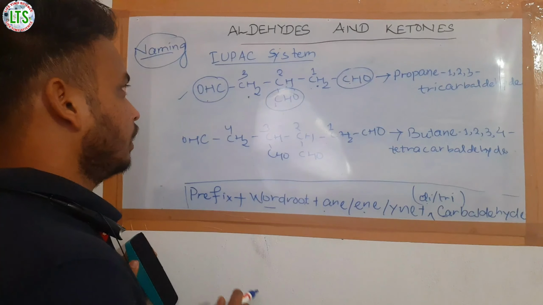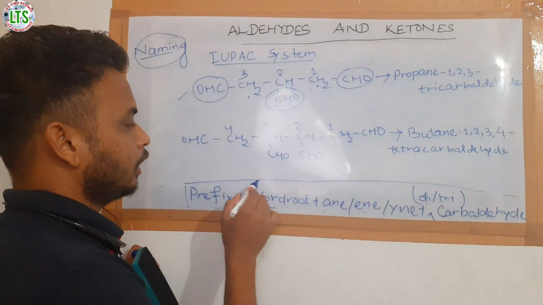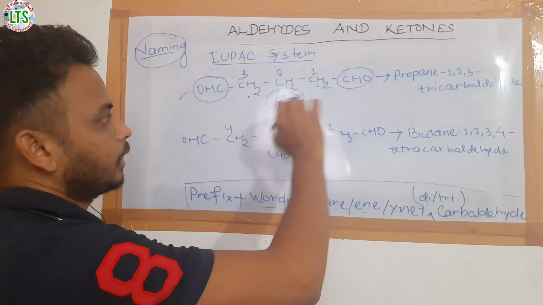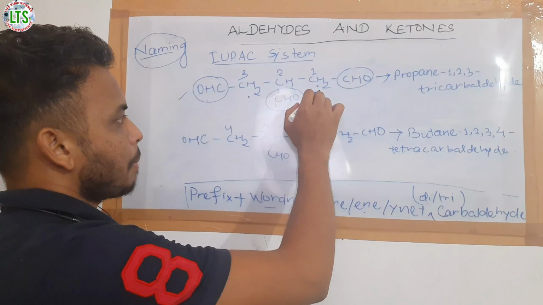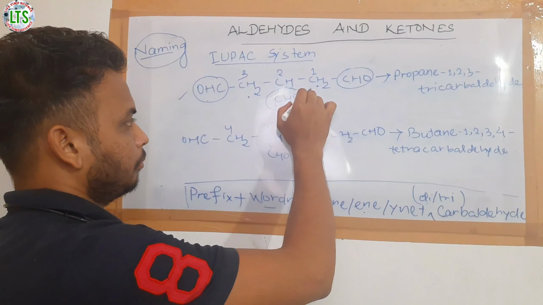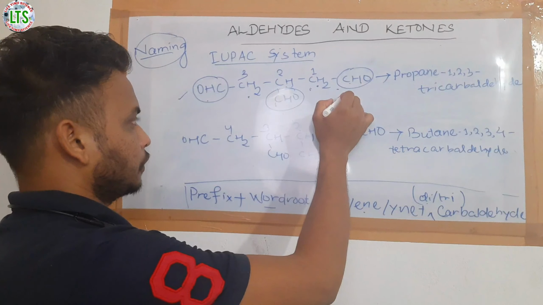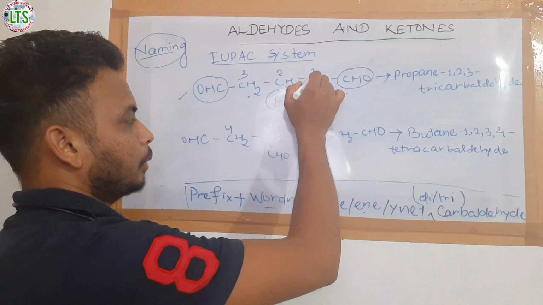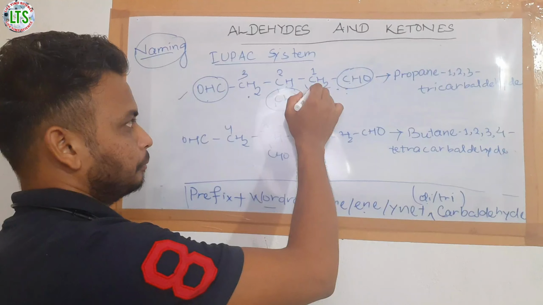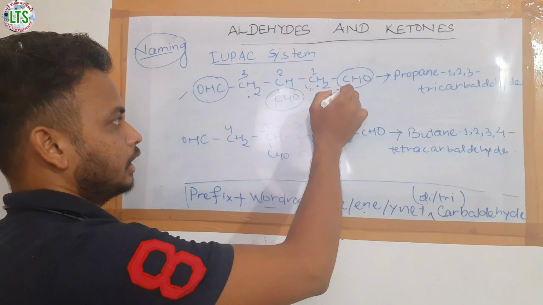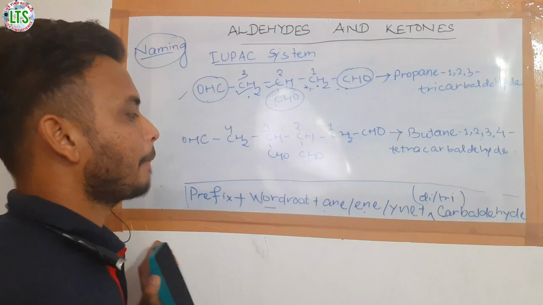In the compound CHO, CH2, CH, CHO, CH2, CHO, there is no prefix or any type of group present in this compound, so we can start from the word root. Remember, here the numbering starts from the carbon atom directly attached to the CHO group and not from the CHO group. So this carbon atom is attached to the CHO group, so this carbon number is 1, this is 2, and this is 3.